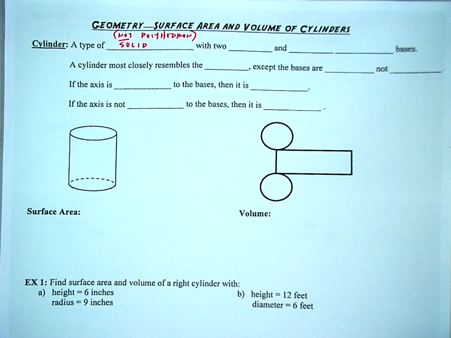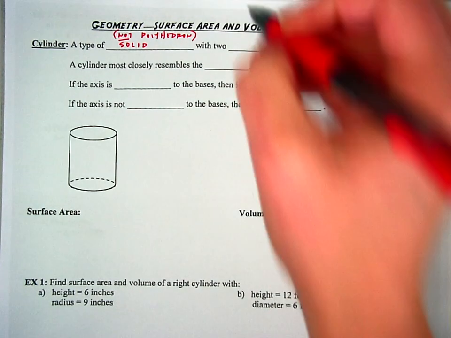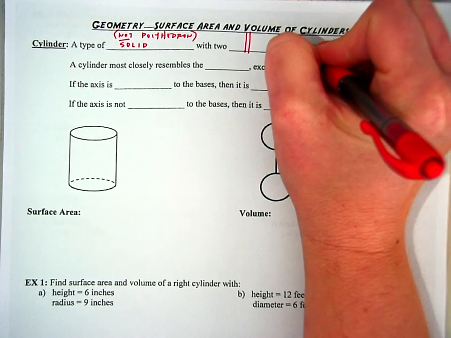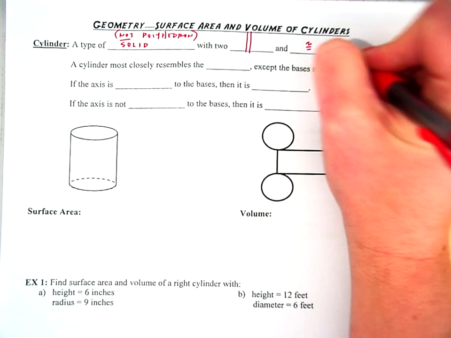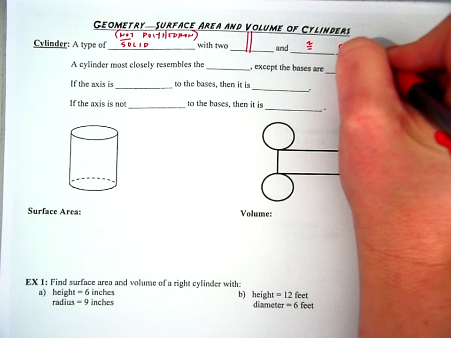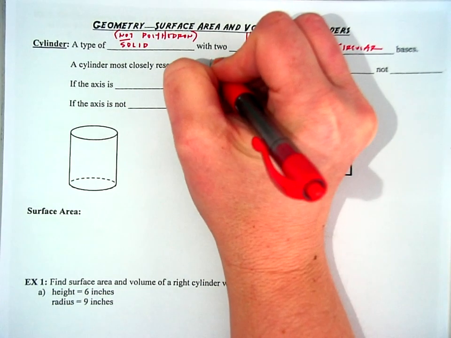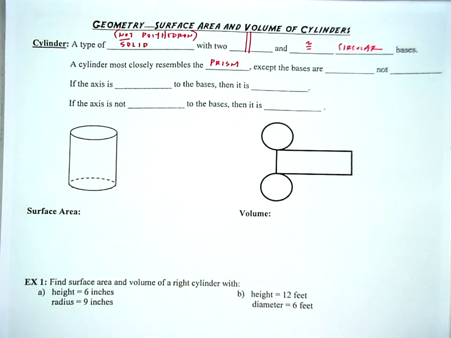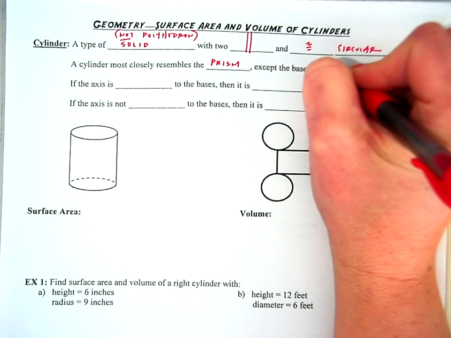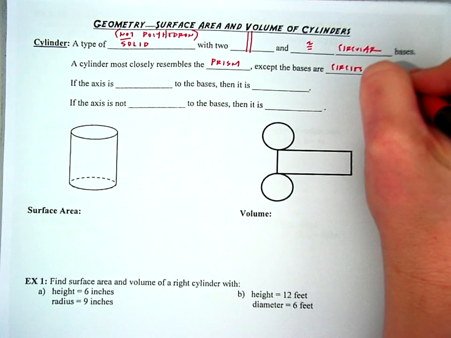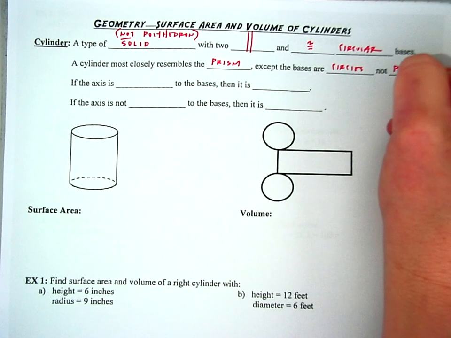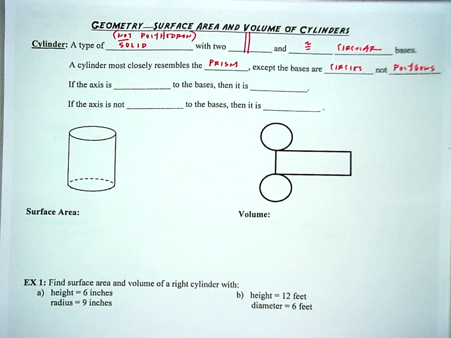And that's really because we don't have all faces that are polygons. We have some circular faces here. We have two parallel and congruent circular bases. A cylinder most closely resembles the prism, except the bases are circles and not polygons. So again, that's what makes it not a polyhedron. We do not have all polygonal faces. We have our curved circular bases.